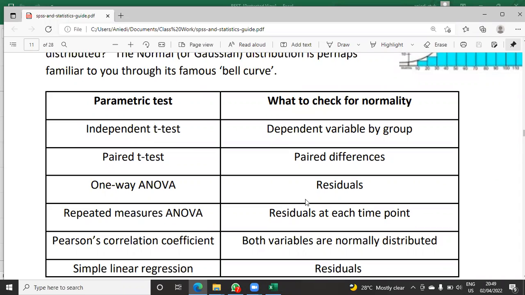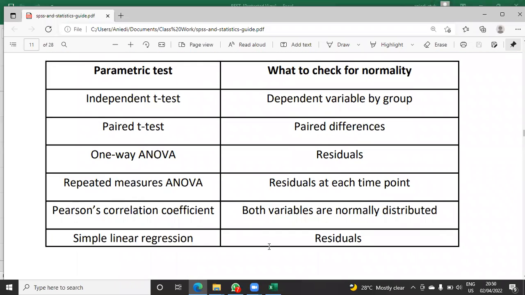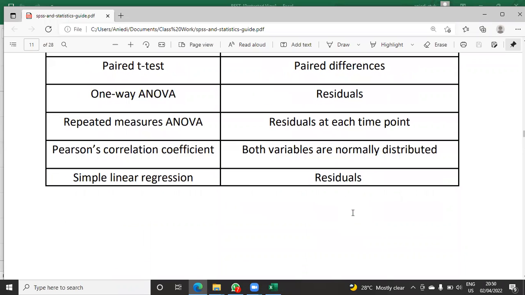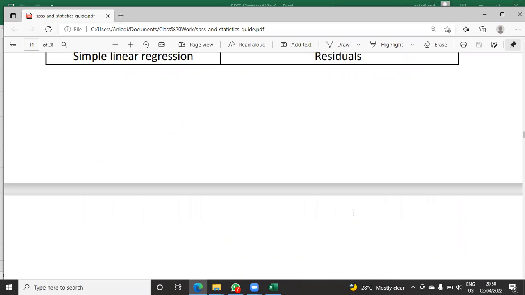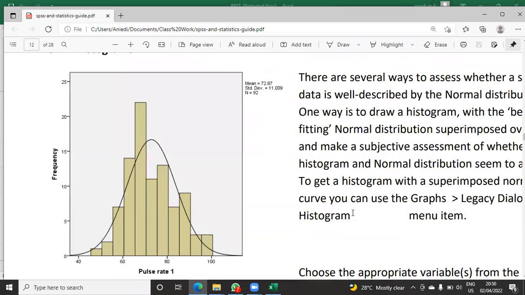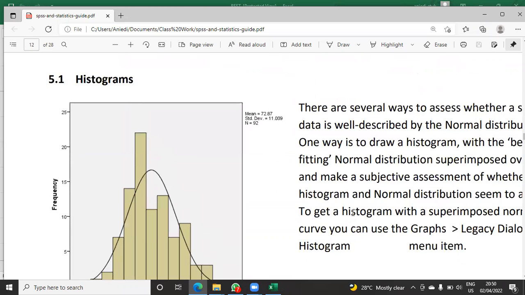Then one way ANOVA, you can use any of the data to do one way ANOVA. You can use it to do repeated measures ANOVA. You can use it to do Pearson correlation. You can use it for simple linear regression. So I think I've been able to explain that in case we get to an example. This is a typical data that skews to the left, like that data we just saw.